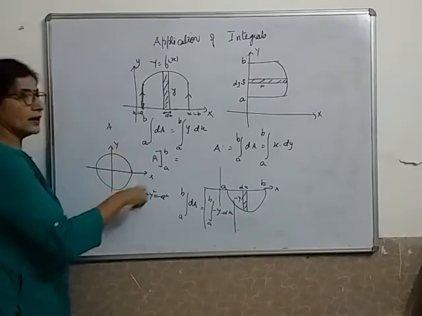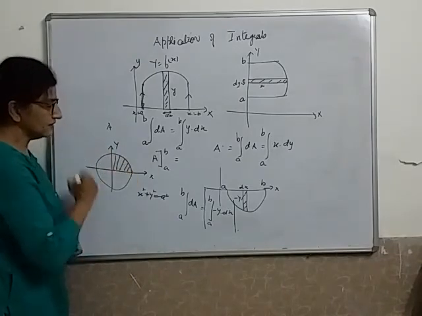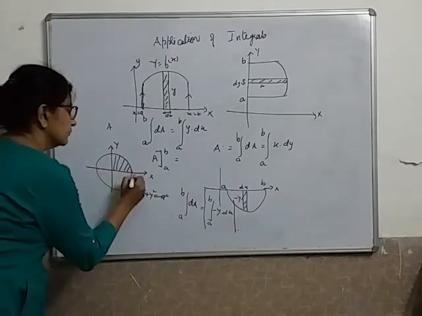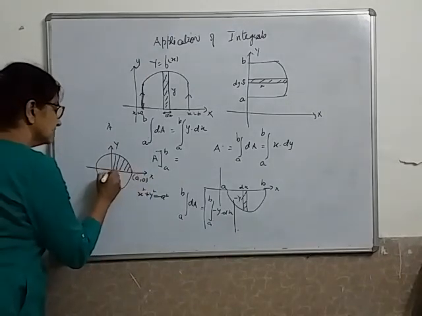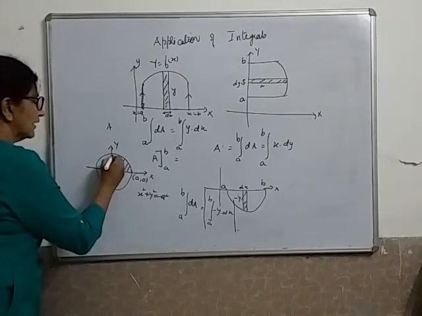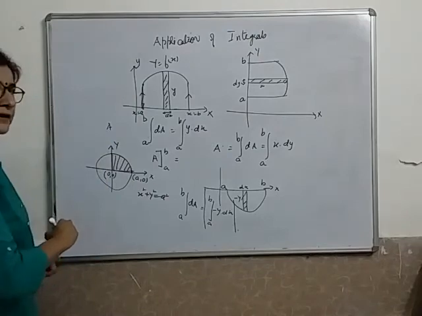So there is no need to calculate the whole area. We can just calculate this part of the circle. We know that its radius is a and this point is (a, 0) and this is (0, 0). If I calculate just this area, I can multiply it by 4 and get the whole area.